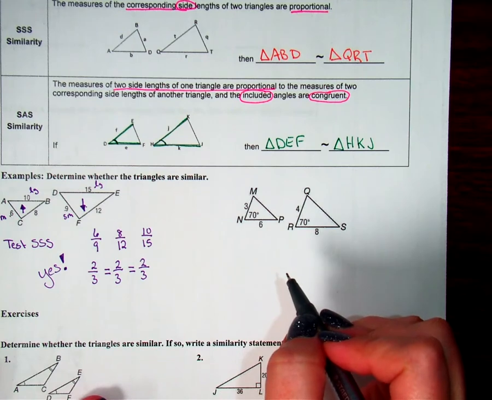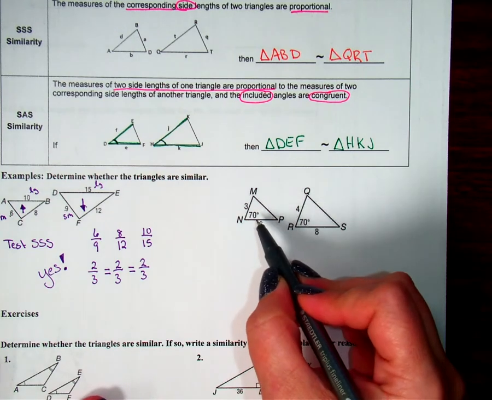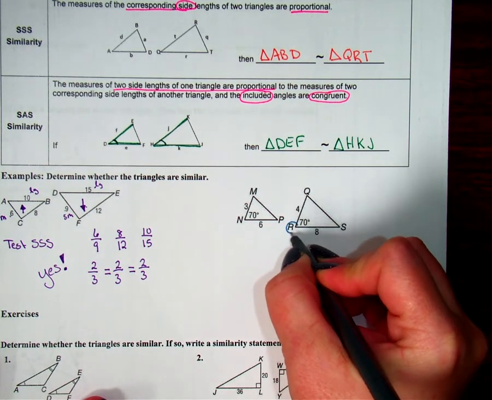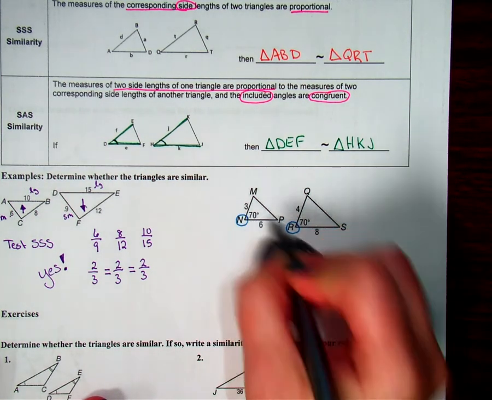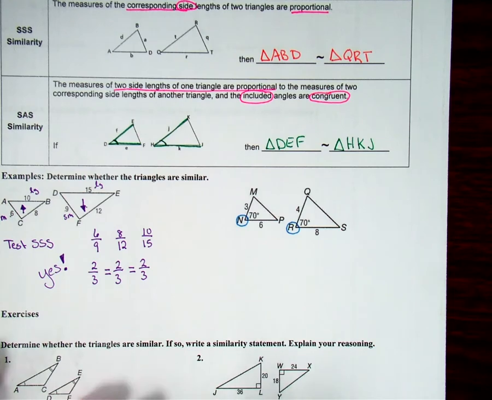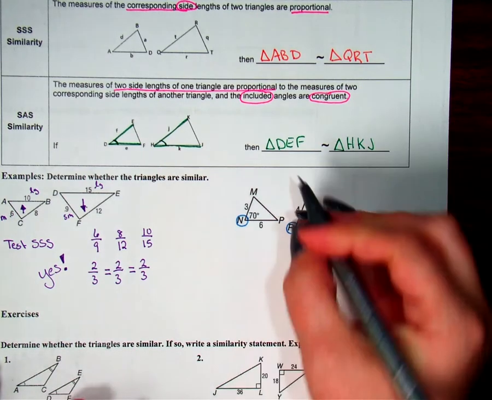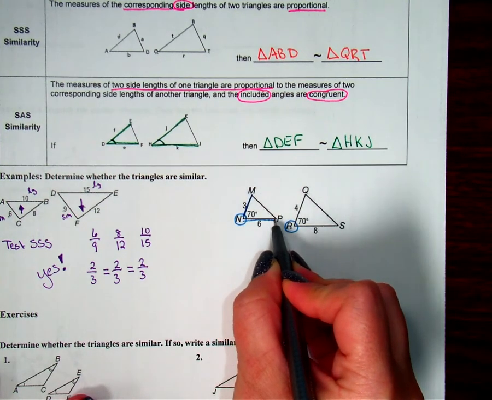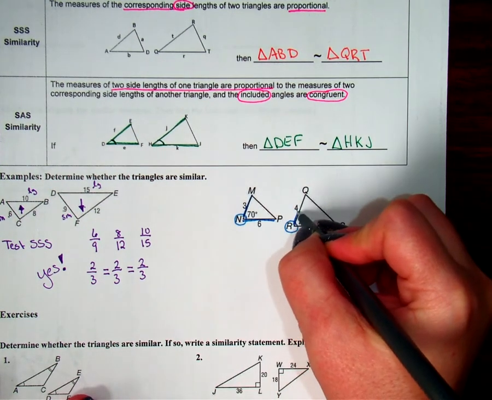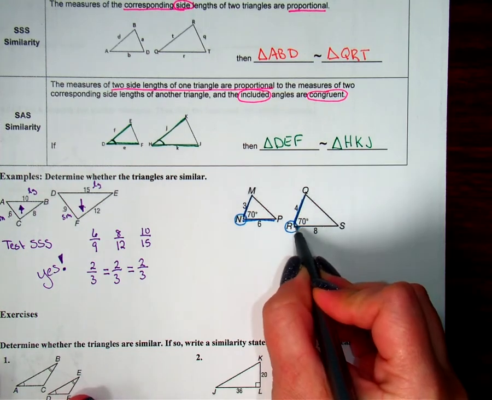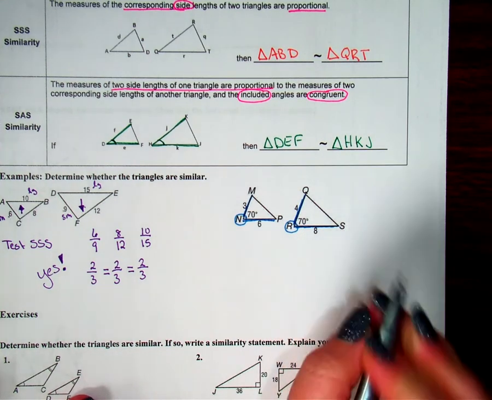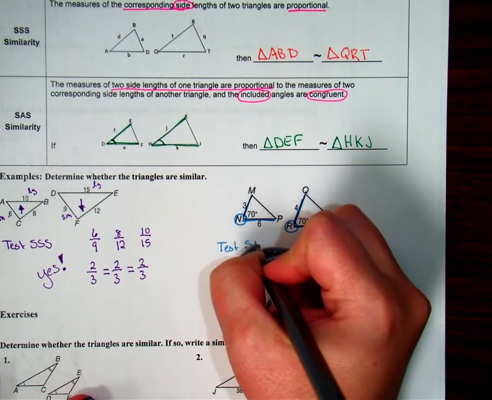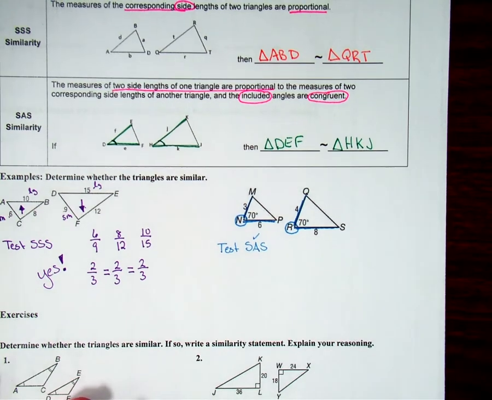In my next example, I have an angle that I can already see is congruent, but I only have the one angle here, angle R and angle N are both 70. And then do I have the sides that include that angle? So I've got a 3 on one, and I've got a 6 on the other. And then here when I come out of R, I have a 4, and when I come out of R, I have an 8. So I can test side, angle, side. I already have the angle. I have to check, are the 2 sides proportional?